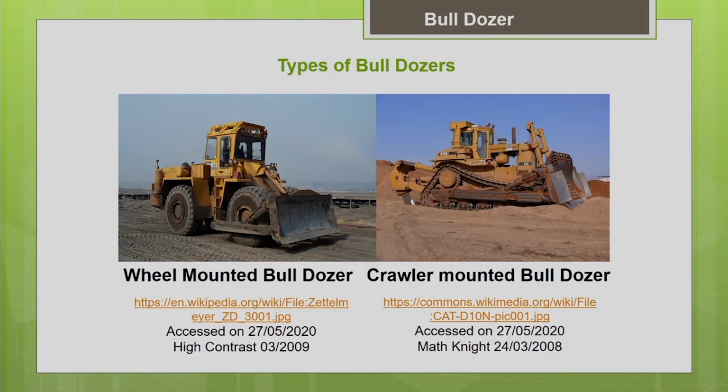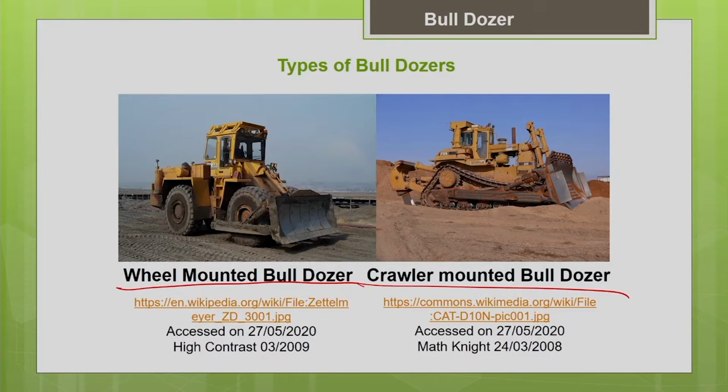Now let us look into the different types of bulldozers based upon the mounting. Obviously you know that there are two possible mountings. One is the wheel mounted bulldozer, the other one is the crawler. Crawler is nothing but track mounted. You can see the chain type of track. Now let us compare the merits and demerits of both cases.